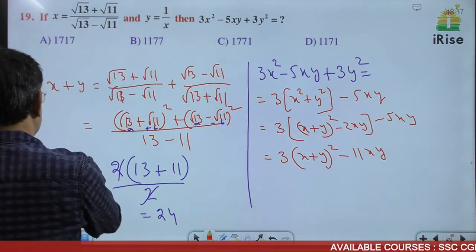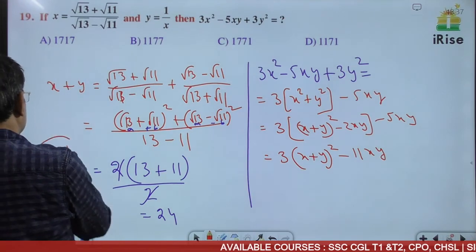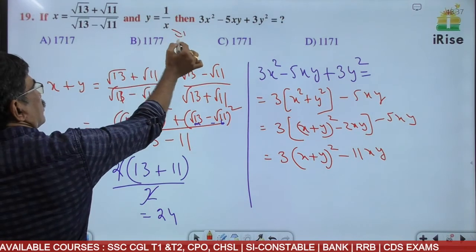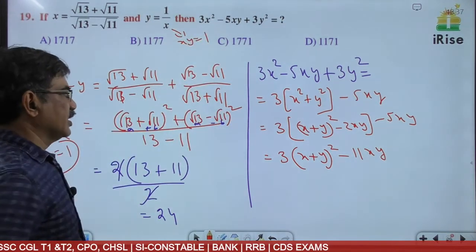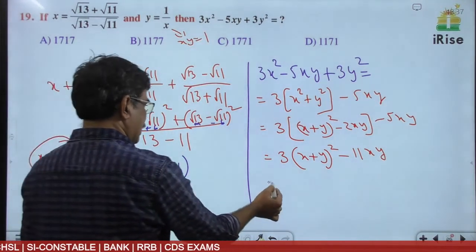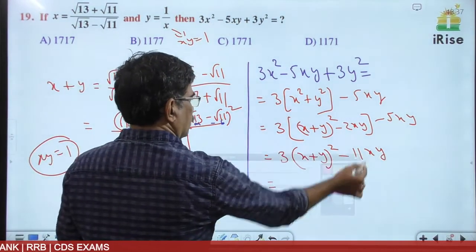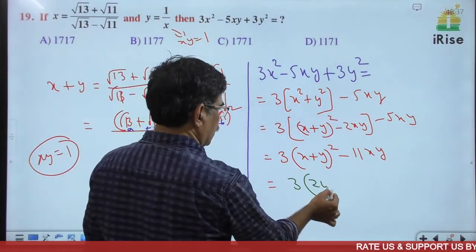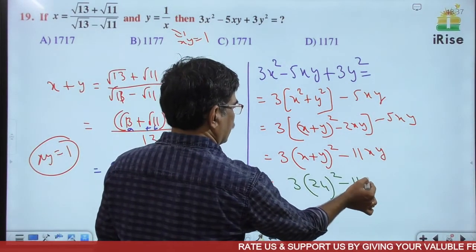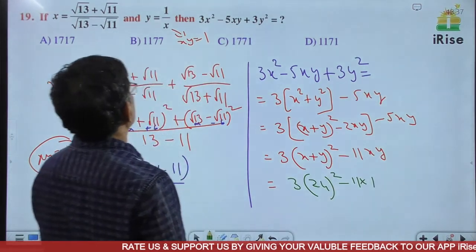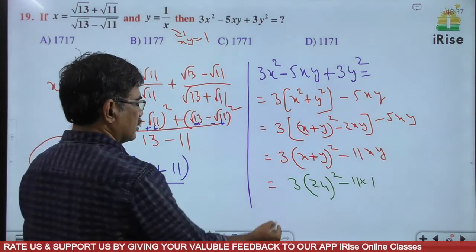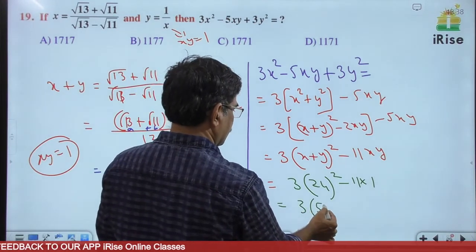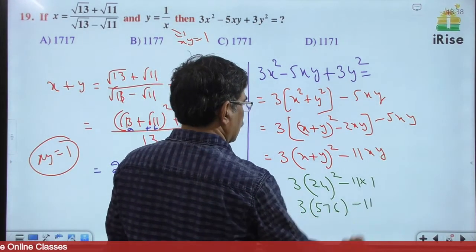What is xy? Here xy is equal to 1 because of cross multiply, xy is equal to 1. From this we say that xy is equal to 1. Substitute the value. This is equal to 3 times x plus y is 24, 24 whole square, minus 11 into 1. Then what is the value? 24 whole square is 576, minus 11.